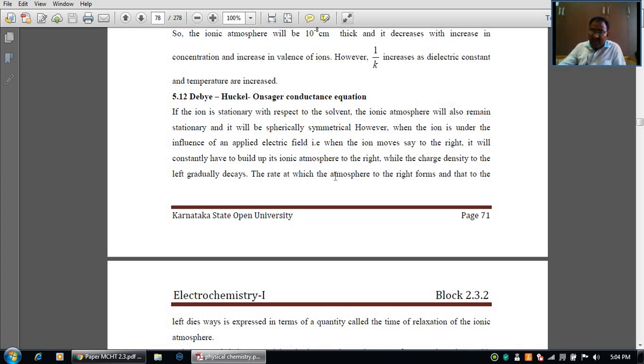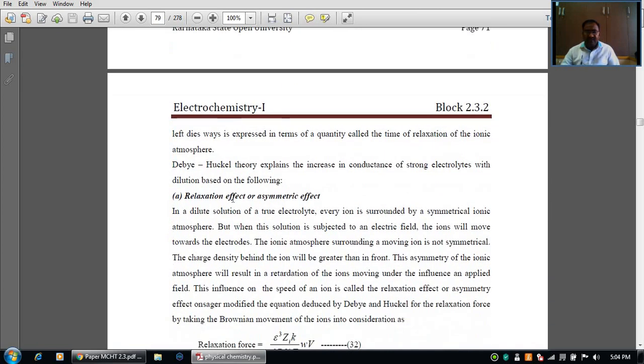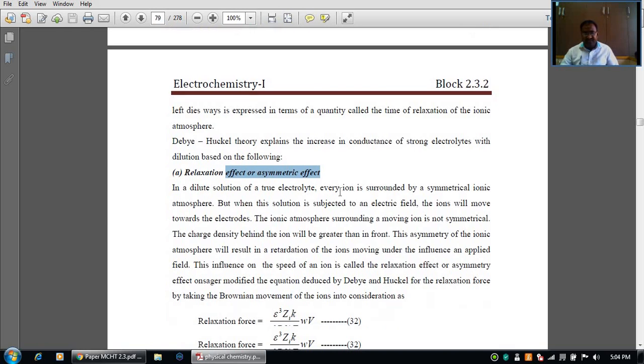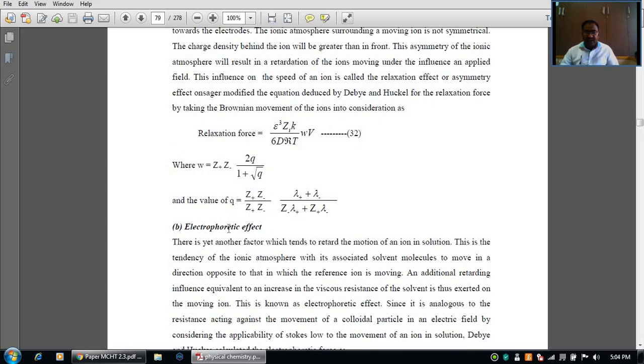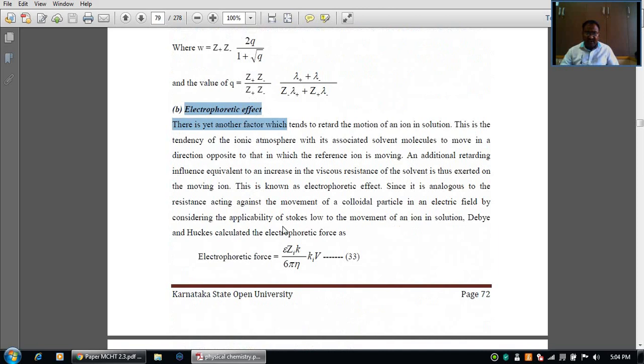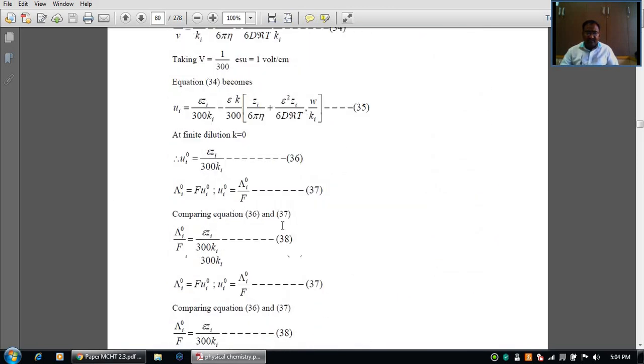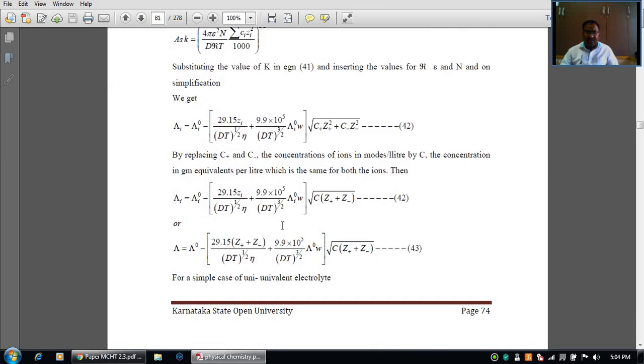However, when the ion is under the influence of an electric field, when the ions move, say, to the right, it will constantly have to build up its ionic atmosphere to the right. Based on that, there are the relaxation effect or asymmetric effect and the electrophoretic effect. You know that electrophoretic effect, based on the charge we are going to explain.